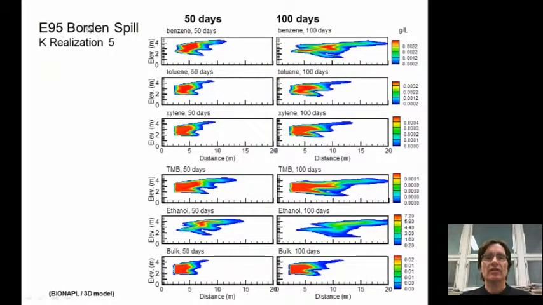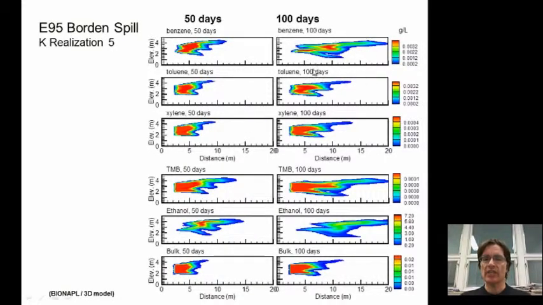So comparing this realization at 50 days and 100 days, we can gain insight into the behavior of the plume. Here's benzene, toluene, and xylene at 50 days, and the other components at 50 days, TMB, ethanol, and all the other components. Again, we can see that the soluble components like ethanol have detached completely from the source, whereas the other less soluble components are still dissolving at 50 days, and the bulk, being even more retarded and less soluble, is very close to the source zone.